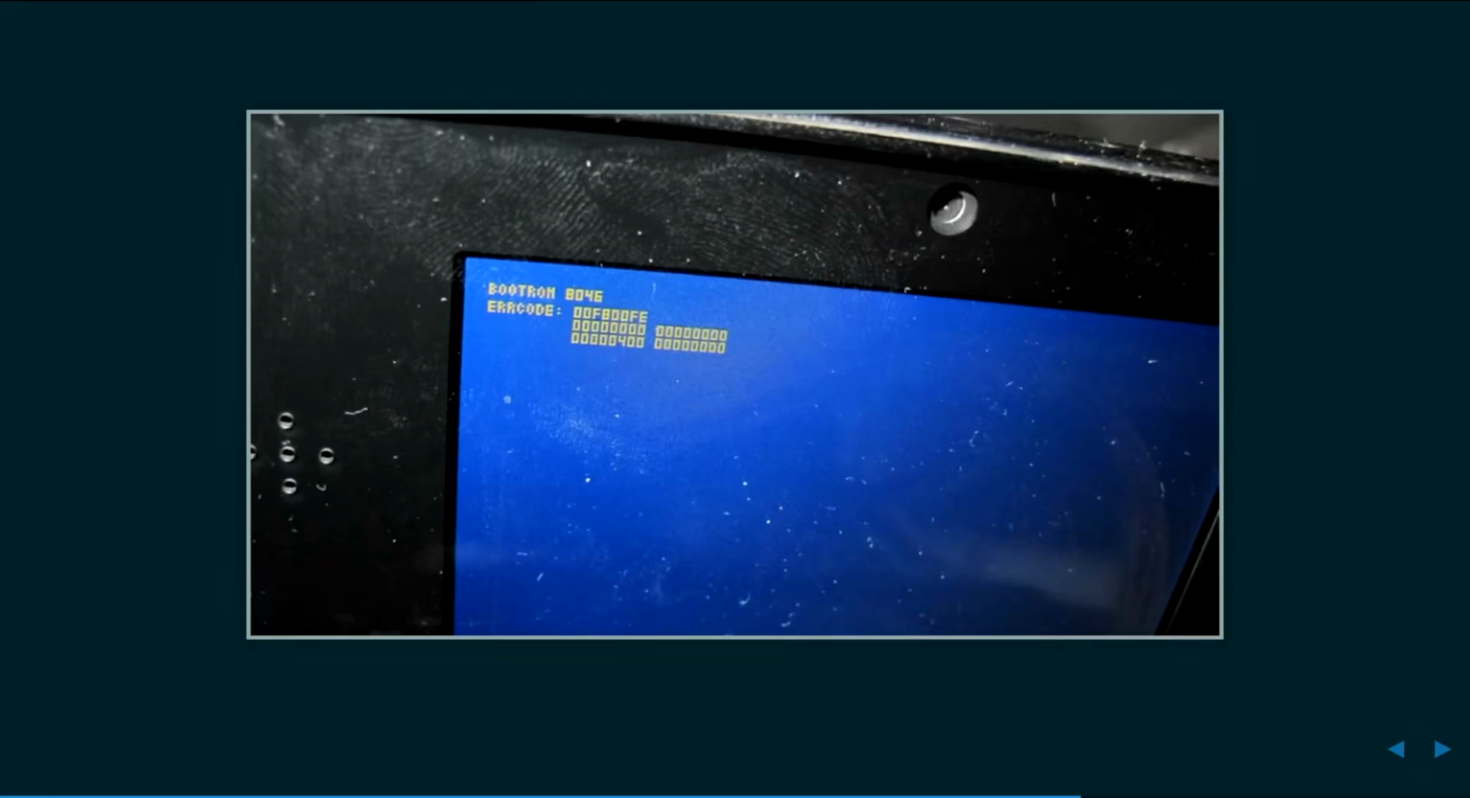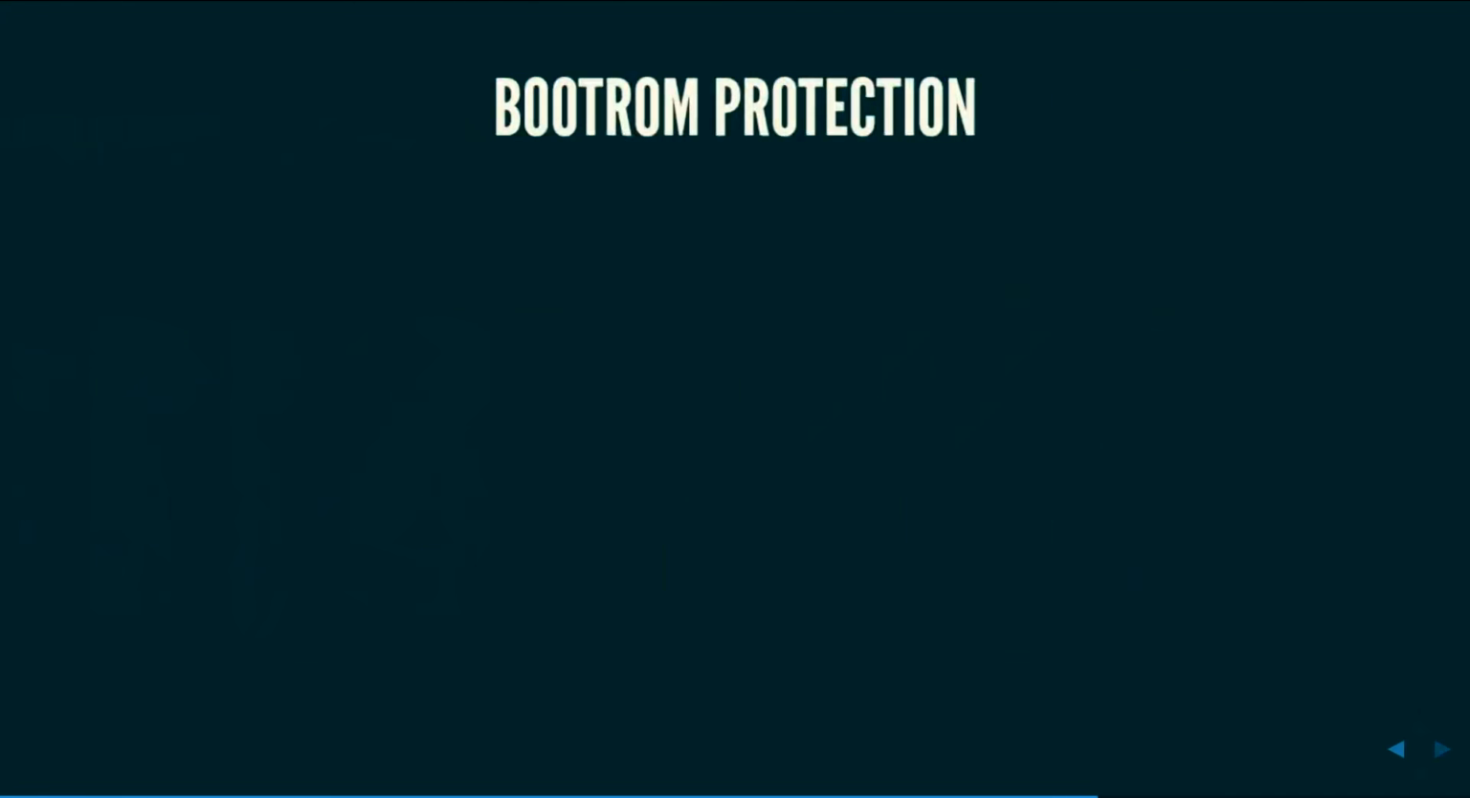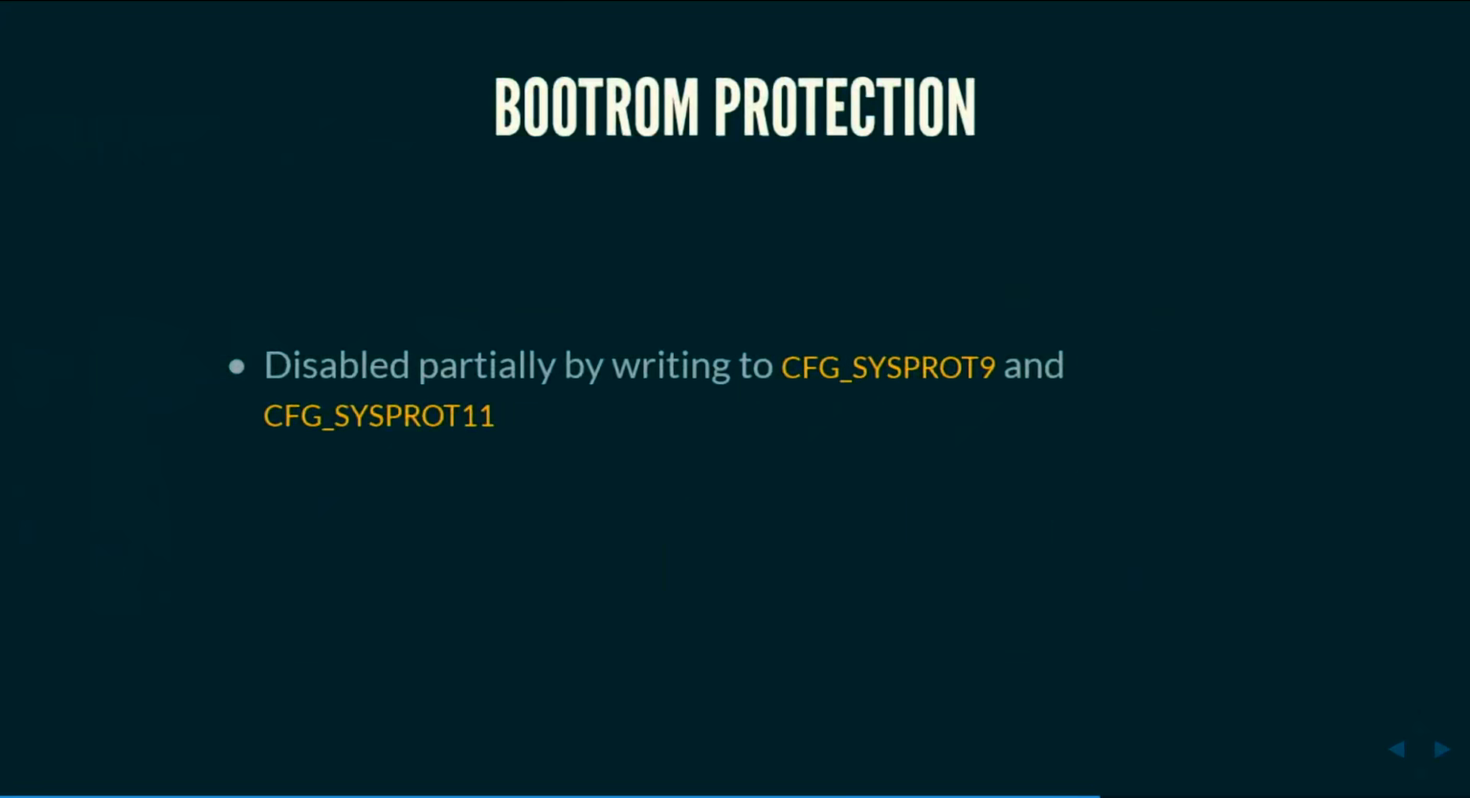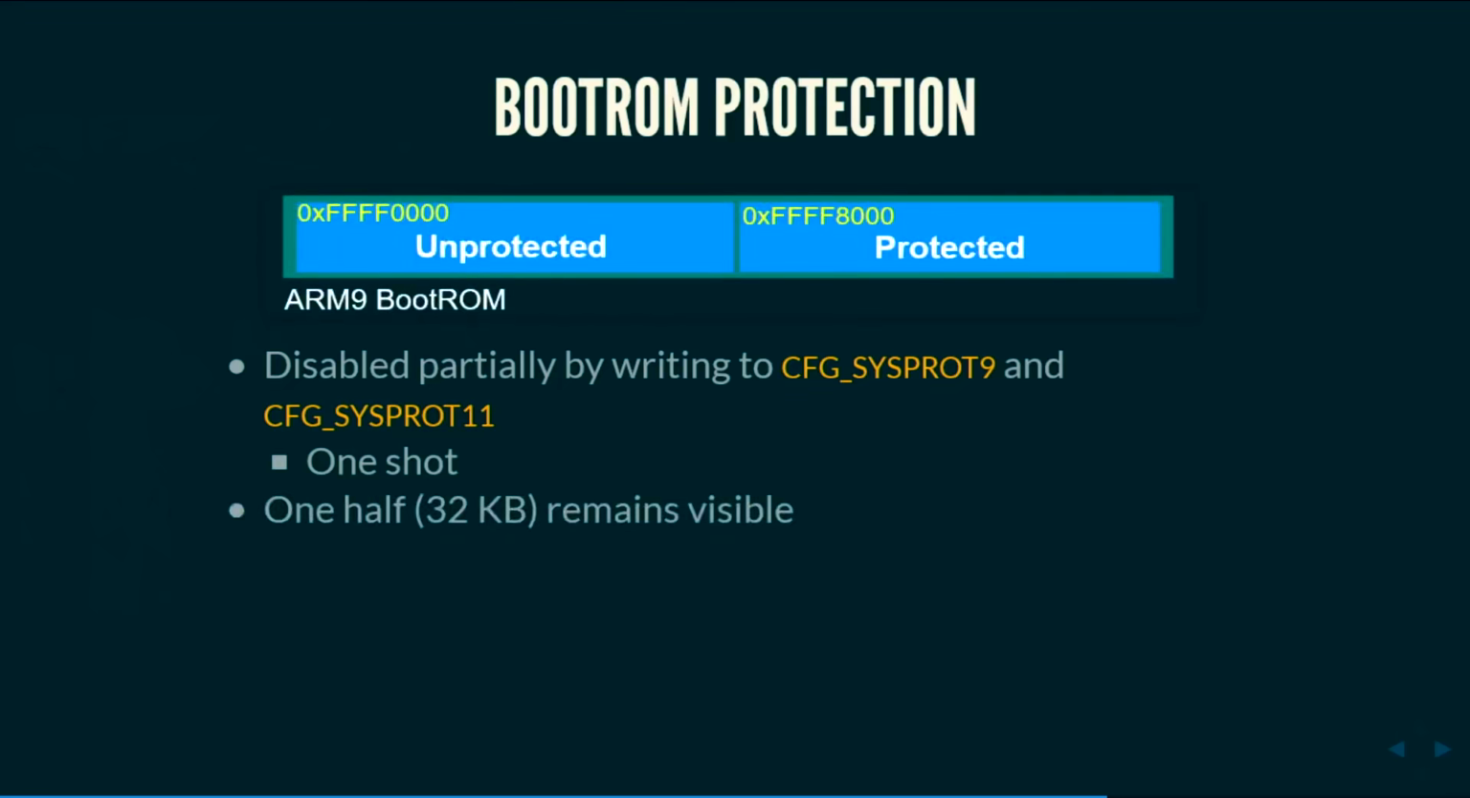So let's look at how the boot ROMs are protected in detail. Basically, there are 2 registers that we call config sysprot9 and sysprot11. The boot ROM writes to those registers, and of course, they are one shot. You cannot re-enable the boot ROMs again, because this is not the Wii U. And when it disables the boot ROM, it only disables half of it. So what you get are 2 parts of boot ROM: the unprotected part and the protected part.